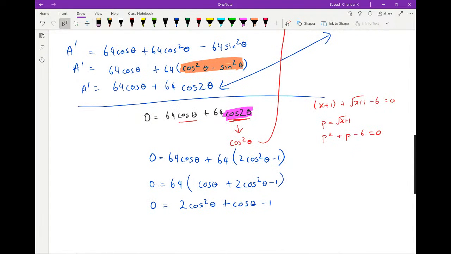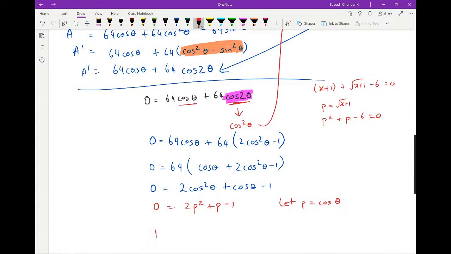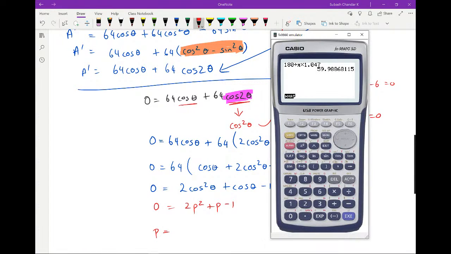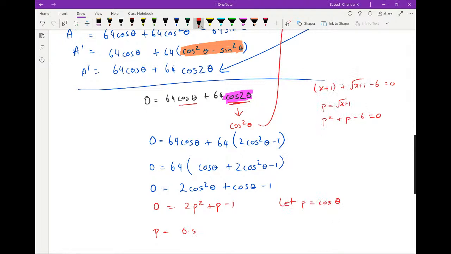And right now, you should be able to see that quadratic equation popping up, because this is equal to 2p squared plus p minus 1. We might just put let p is equal to cos theta. So we're going to factorize this and get what p is equal to. Again, don't waste time. Just go into normal polynomial degree 2, with 2, 1, negative 1. There are our two answers: 0.5 and negative 1.